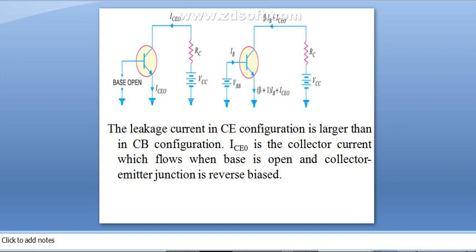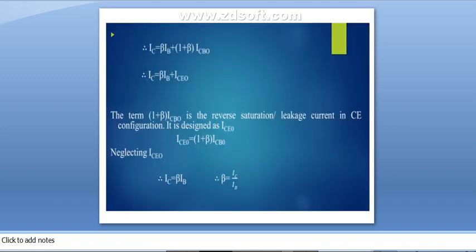Here the leakage current in CE configuration is larger than in CB configuration. ICEO is the collector current which flows when base is open and collector emitter junction is reverse biased. So the leakage current in CE configuration is larger than in CB configuration. So it is the collector current equation in CE configuration.